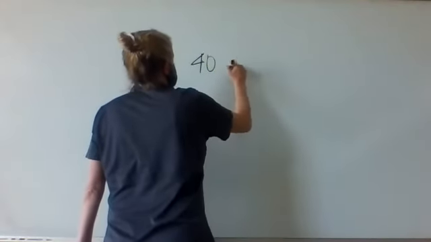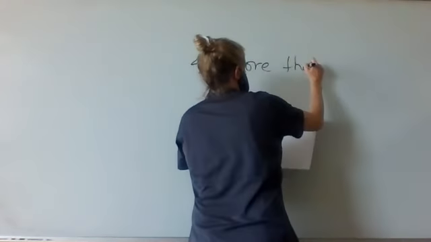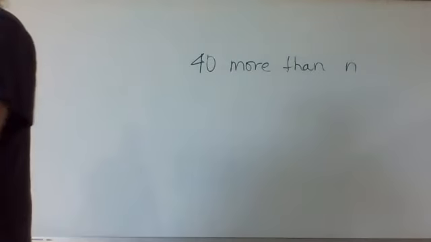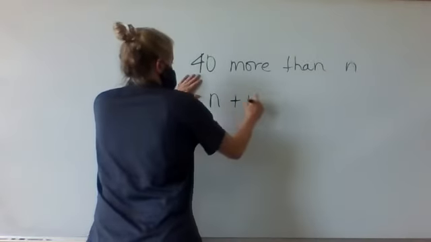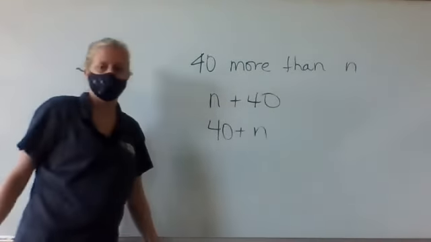This one: translate to an algebraic expression, 40 more than n. N plus, I'm sorry, yeah, N plus. It'll take it either way, too. If you are 40 more than something, how would you write that out mathematically? N plus 40 or 40 plus n. It'll take it either way.